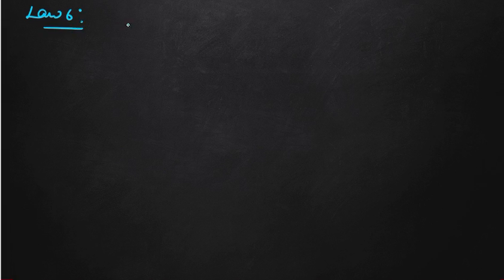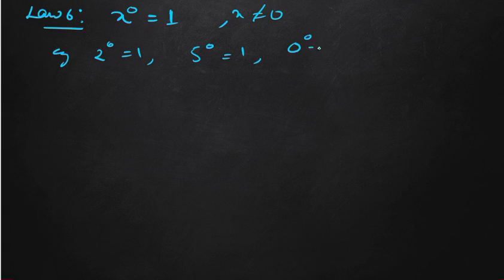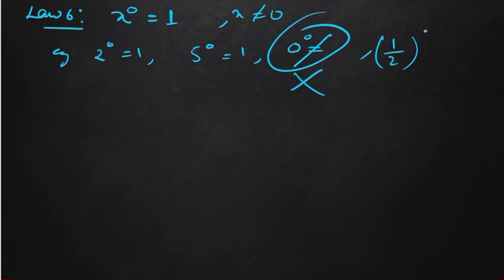Okay. Now we have the sixth law, law 6. This states that anything power 0, any finite thing power 0, will be 1. Example, 2 power 0 is 1, 5 power 0 equals 1. Here you can write that x is not equal to 0. You cannot take 0 power 0, this is not possible. Fine. Similarly, 1 by 2 power 0, the answer will also be 1. Anything power 0 will be 1.